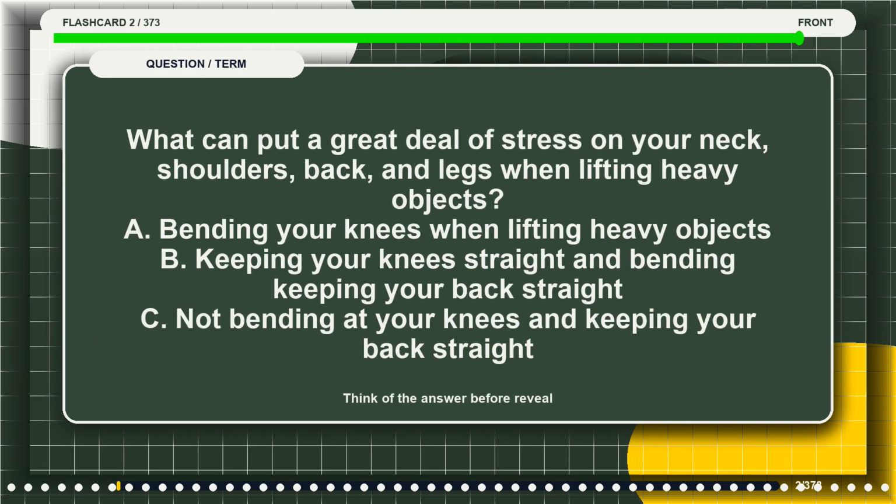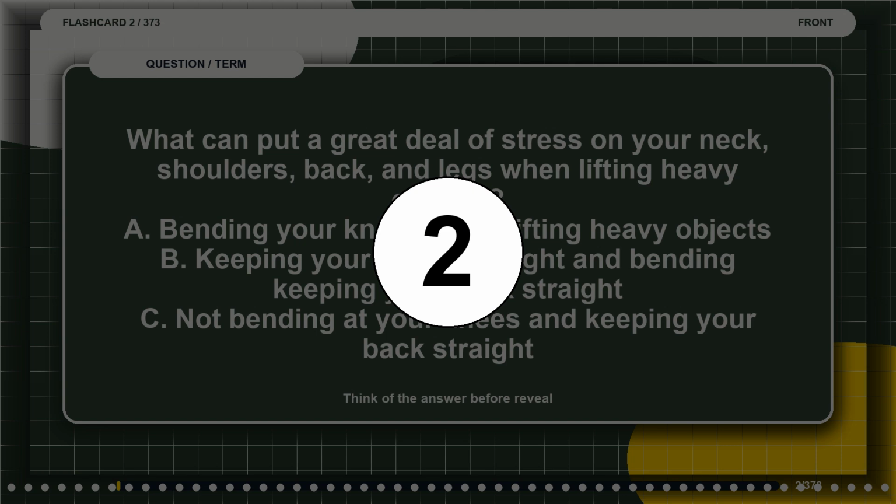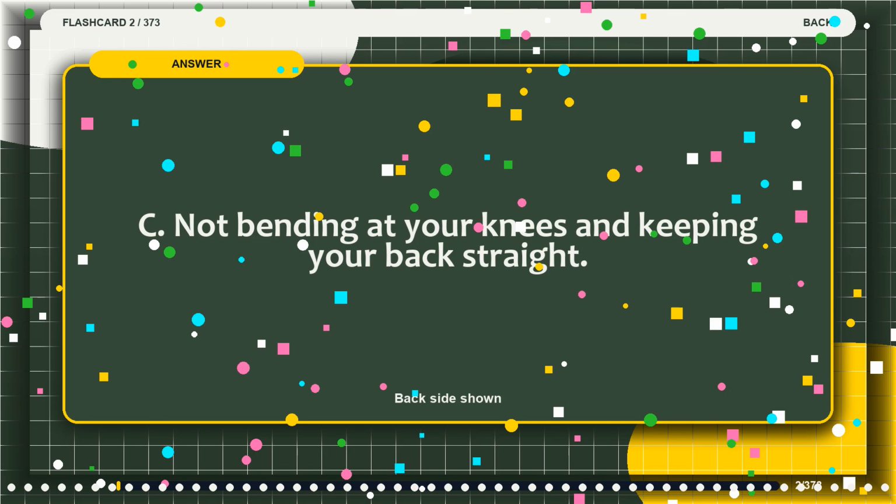Flashcard 2. What can put a great deal of stress on your neck, shoulders, back, and legs when lifting heavy objects? A. Bending your knees when lifting heavy objects. B. Keeping your knees straight and bending, keeping your back straight. C. Not bending at your knees and keeping your back straight. Think of the answer before the reveal. The answer is C. Not bending at your knees and keeping your back straight.